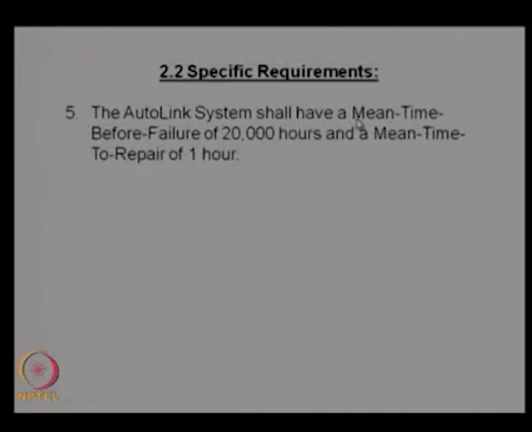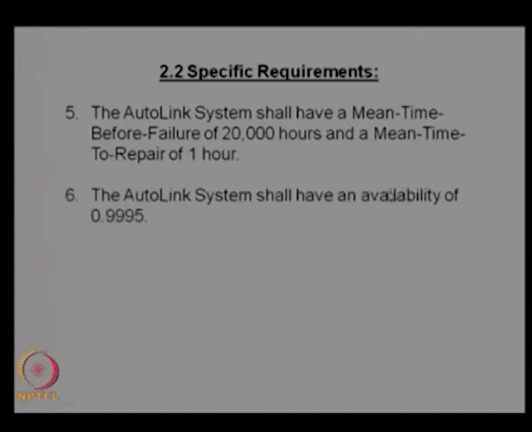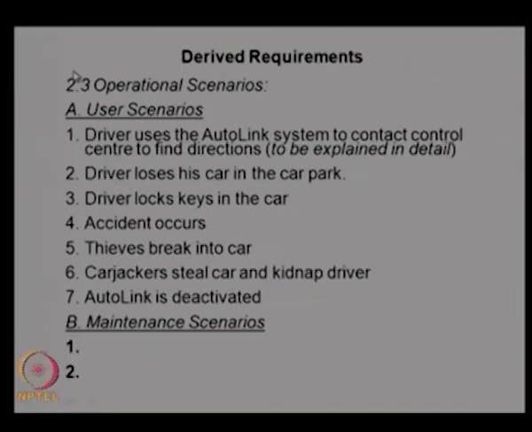The Autolink system shall have a mean time before failure of 20,000 hours and a mean time to repair of 1 hour, and then the Autolink system shall have an availability of 0.9995. So, like this you can actually go for many requirements. I have not specified all the requirements. Then based on these requirements, the previous requirements, you can go for the derived requirements.